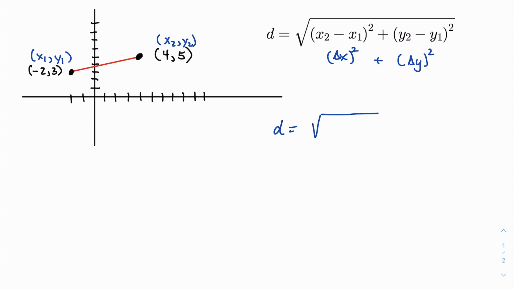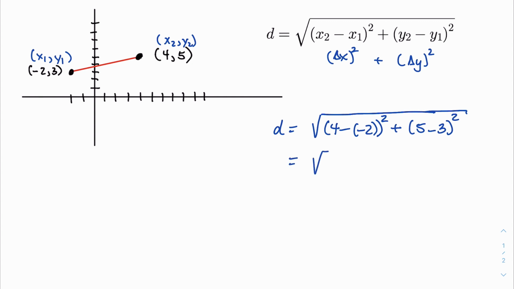So we have d is equal to the square root of, x2 is 4, x1 is -2, and we're squaring that, plus y2 is 5 and y1 is 3. So that's 5 minus 3, the quantity squared. And now we just use our order of operations to simplify the expression.